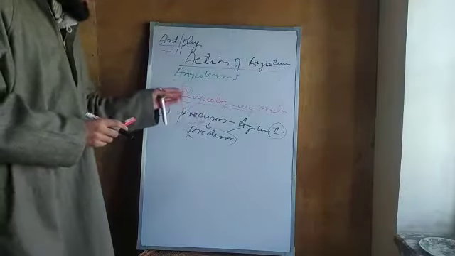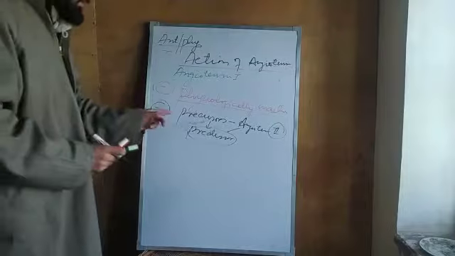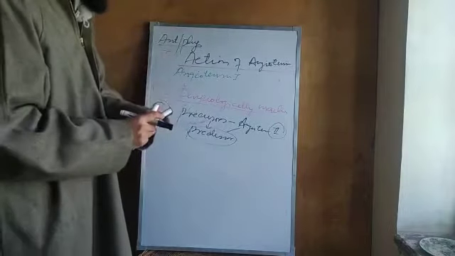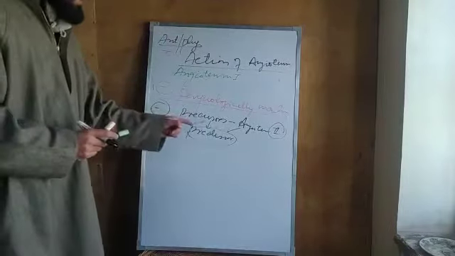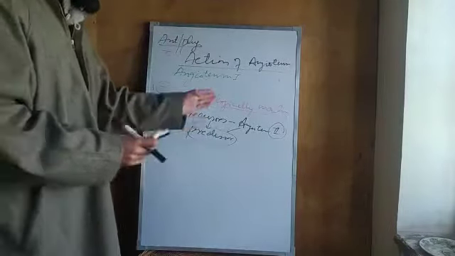Next thing is that it is a precursor. Precursor means it is a predecessor. That means it comes before the angiotensin second. Now we will discuss about angiotensin second. What is angiotensin second? What is its mechanism?